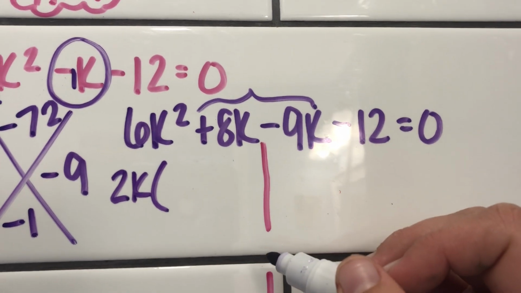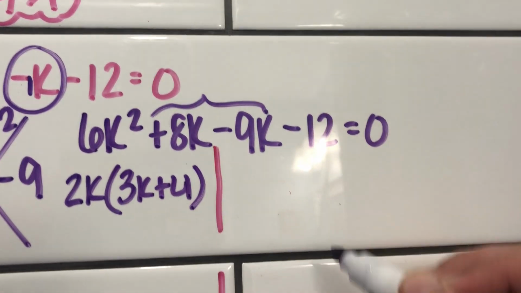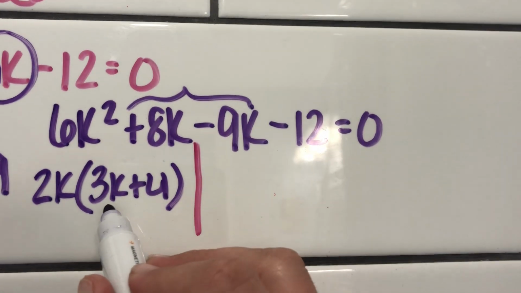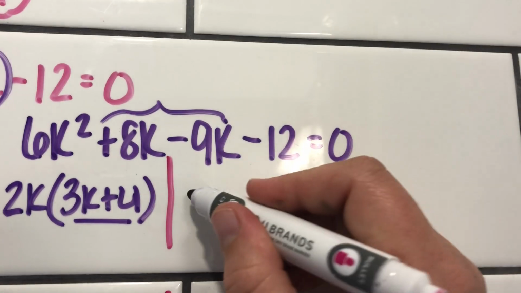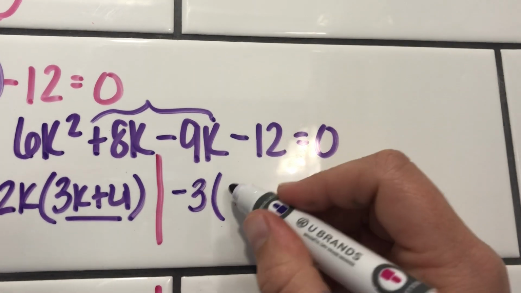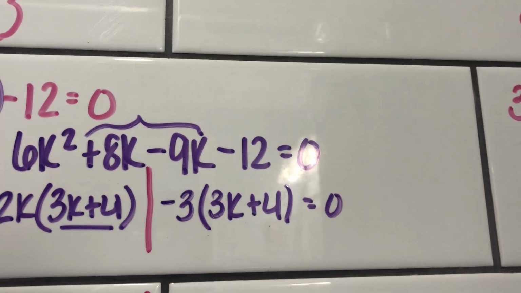And what I have left on the inside is 3k plus 4. And now I need to look at the right side and pull a GCF out, keeping in mind that I need my binomials to match. So what I can pull out over here is a -3, so my signs are going to be changing and match. And I'm left with 3k plus 4 on the inside.